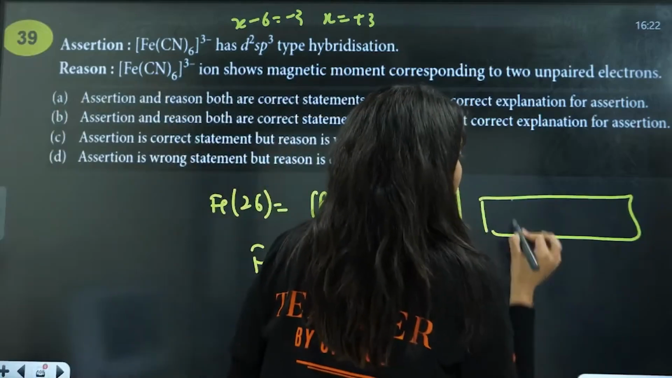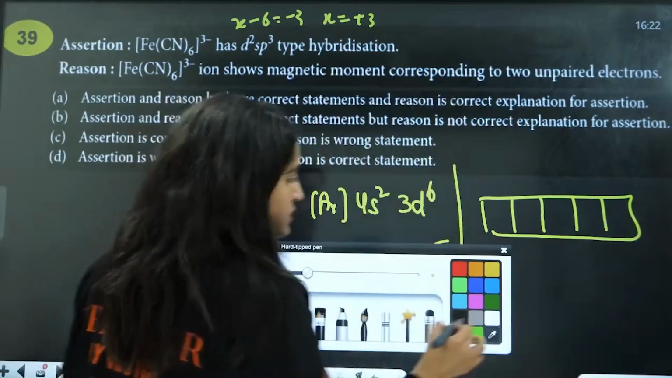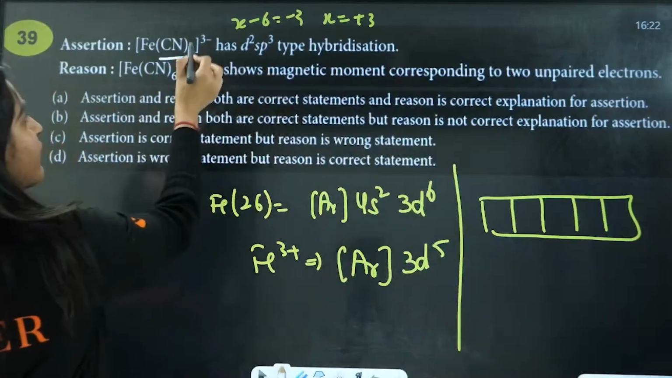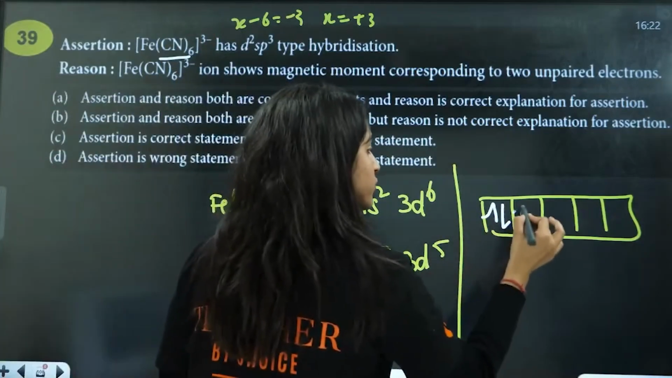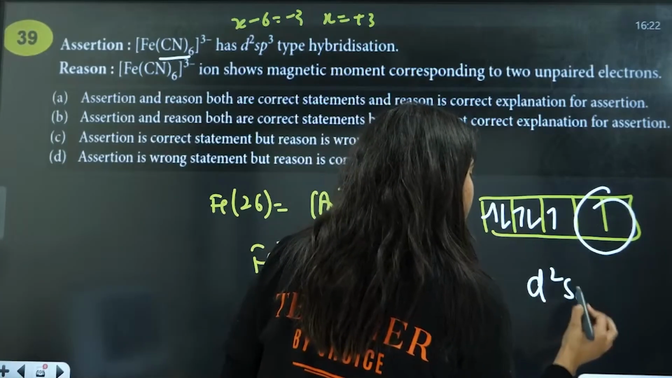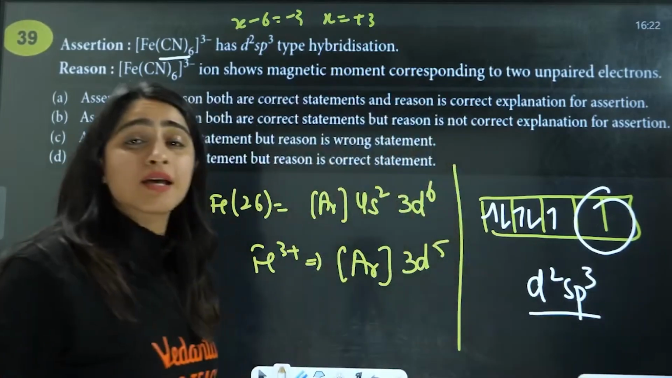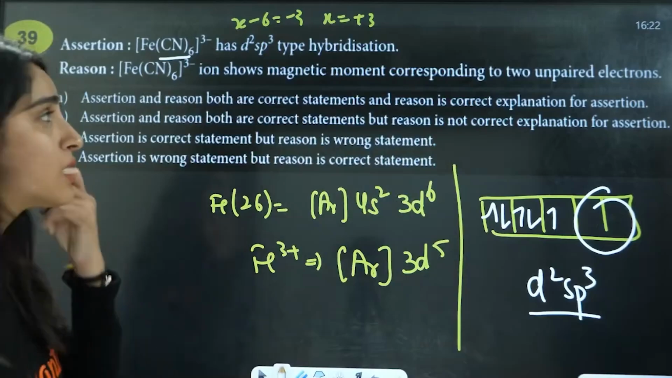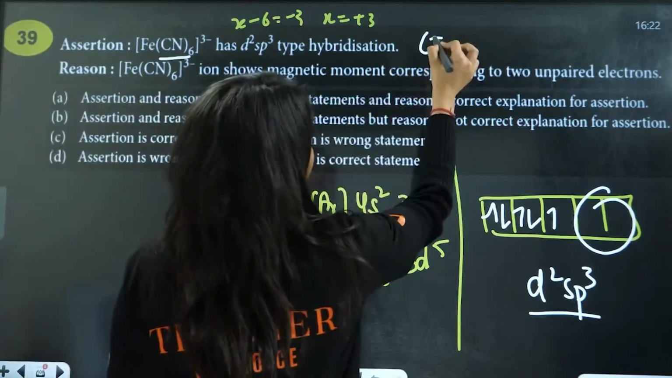And here the electron filling is going to be, this is a strong field ligand. There will be pairing 1, 2, 3, 4, 5. Right? So it will have d2sp3 configuration because of 6 orbitals here, 6 ligands here. Right? So this is going to be the correct statement.